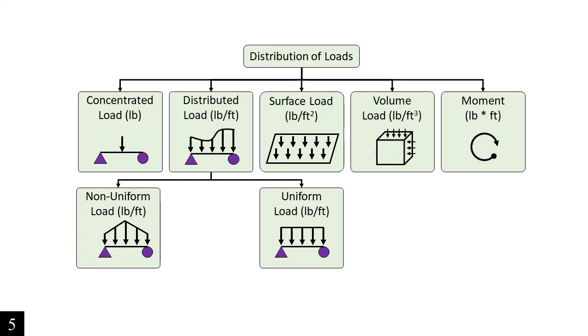All right, so let's review one more time. Concentrated load is a load applied to a point. Distributed load is a load applied to a line. Surface load is a load applied to an area. Volume load is a load applied to a volume. And moment is a load that rotates around a point. Concentrated load we apply to a column. Distributed load we apply to a beam. And surface load we apply to a slab. Column, beam, slab, column, beam, slab.